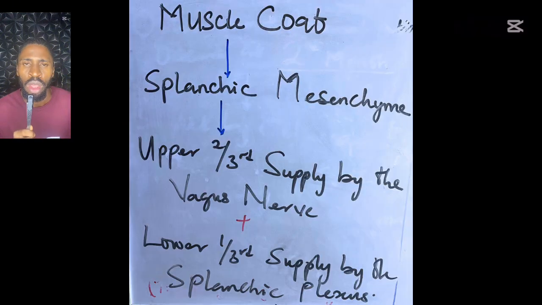One thing you have to know is that the muscular coat around the esophagus is formed by the splanchnic mesenchyme, which is a part of the mesoderm. But now, one thing you have to know is how they are innervated. The upper two-thirds, which is the greater part, is innervated by the vagus nerve, while the smaller part, the lower one-third, is innervated by the splanchnic plexus. So don't forget.